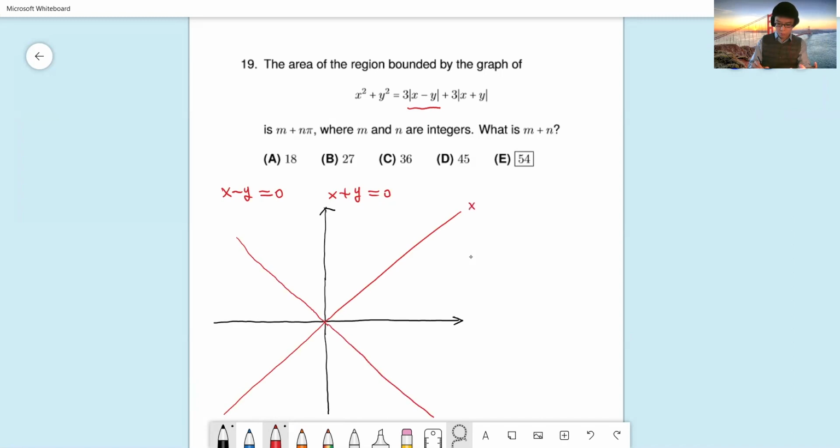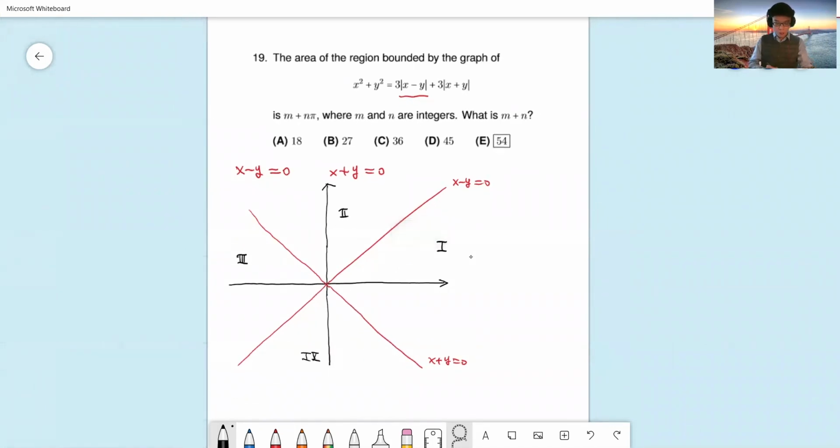So this is x minus y equals 0. This is x plus y equals 0. These two lines divide the coordinate plane into 4 regions. Say this is region 1, this is region 2, this is region 3, this is region 4. In each region, we can determine the sign for both absolute values.